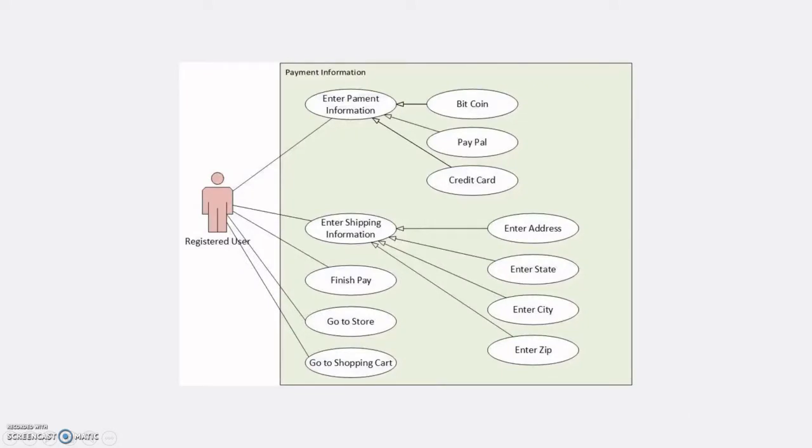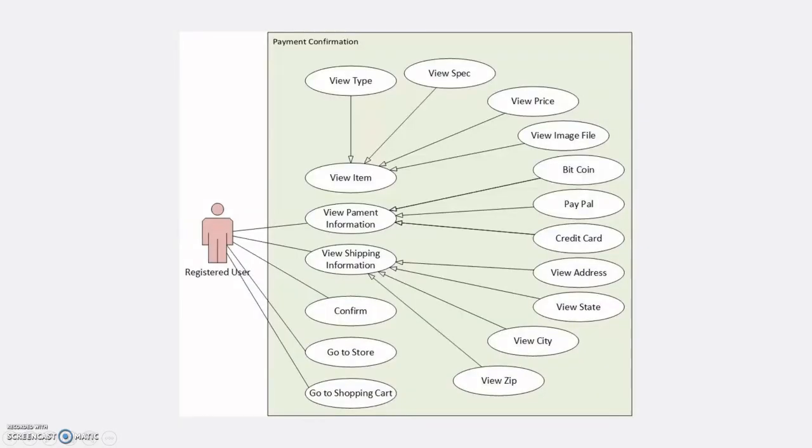This is a use case for the payment information page. We enter payment information, which is generalized by the payment options that we just talked about in our decision diagram. And we enter the shipping information, which generalizes to enter address, enter state, enter city, enter zip. We also have a button to finish page, go to the store, and go to shopping cart. We can view item, view payment information, view shipping information, confirm, go to store, and go to shopping cart.